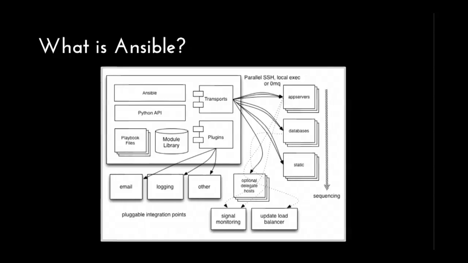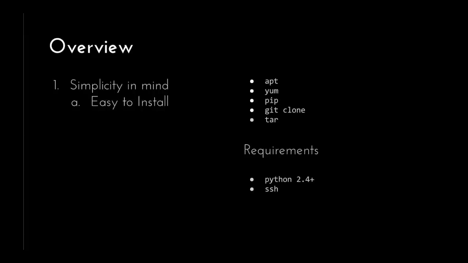Along with simplicity in mind, it's super easy to install. You really have very little dependencies. You just need Python and SSH. You can install it through pip, apt, yum, you name it, or git checkout, and you just need to install it on a server that has SSH access to those particular hosts.